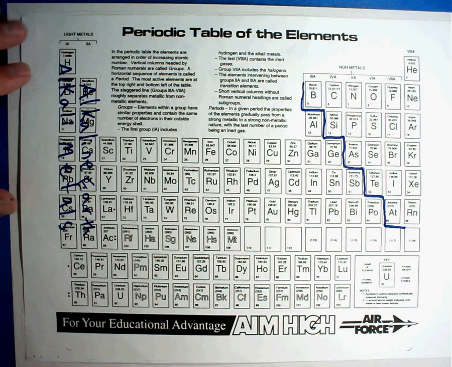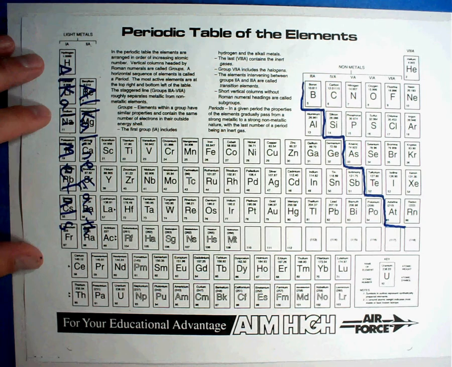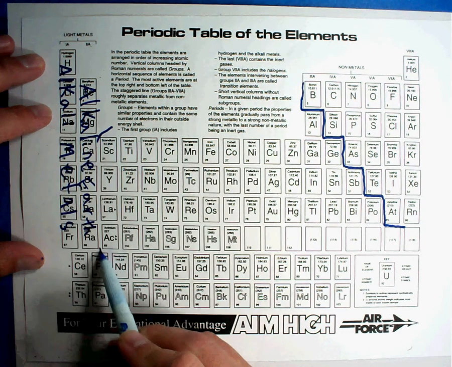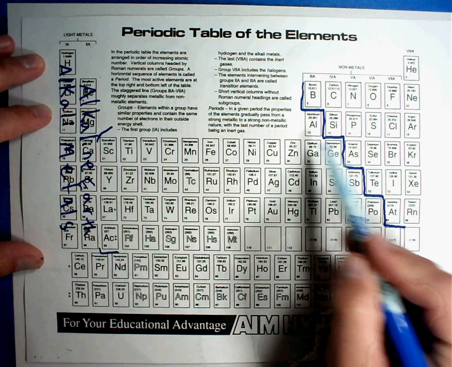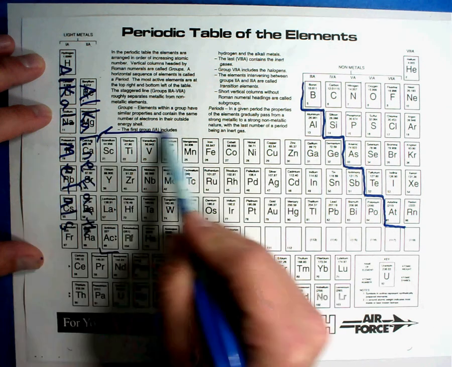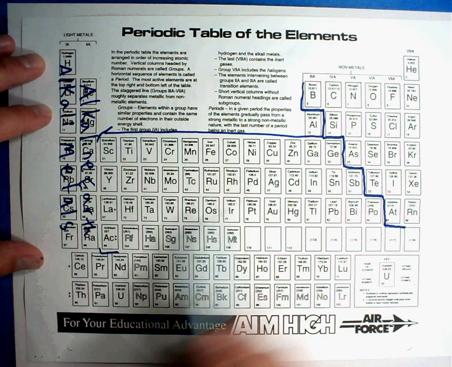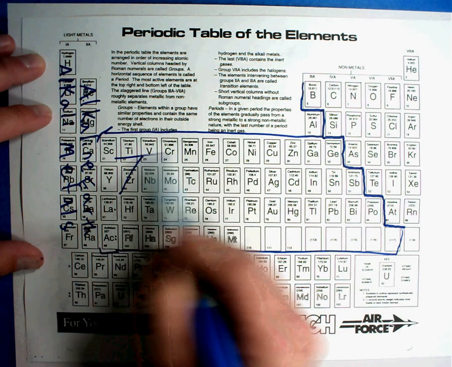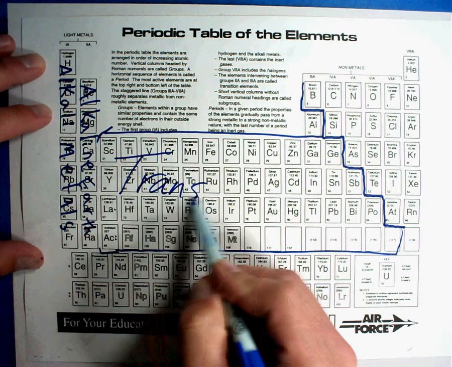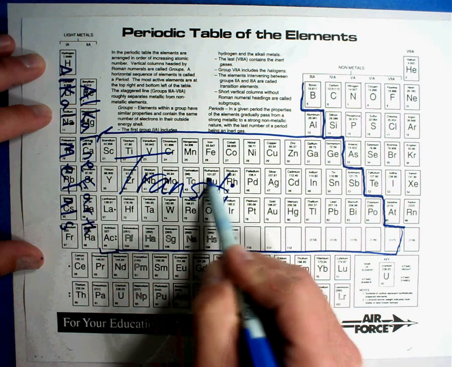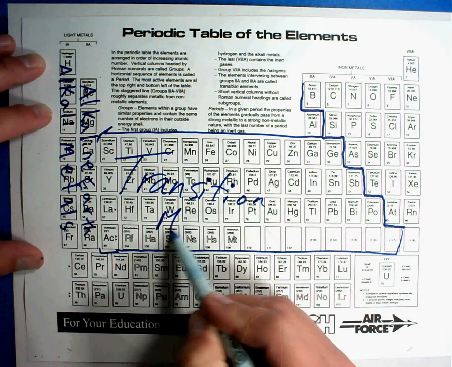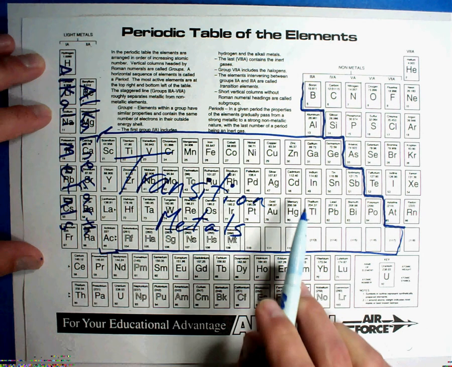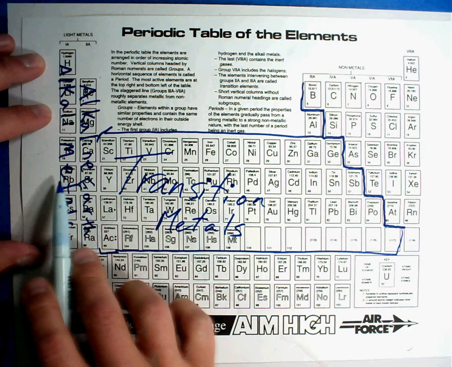The middle of the periodic table, from here all the way to the stair step. So we're going to go all the way to the stairs in both sections. These are called the transition metals. You'll notice the columns are way shorter than these other two. They're very tall. These are called transition metals.